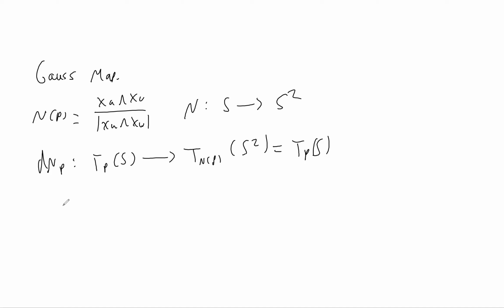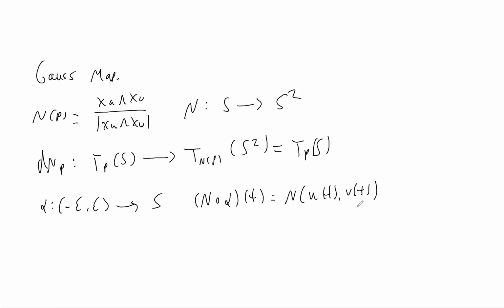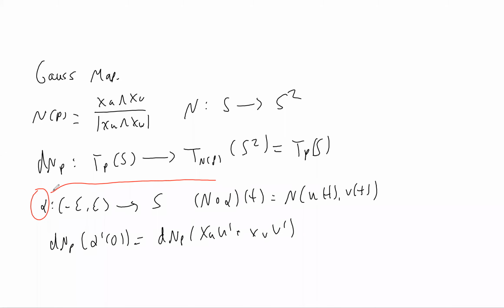Though, if we consider some alpha from this open set to S, we can consider the normal composed with alpha, and note that we can actually describe this in terms of two parameters. So what we end up getting is that dNp of alpha prime of 0 is equal to dNp of xu u prime plus xv v prime, right? So I guess what I'm saying is, let's see. Yeah, alpha, sorry, I should probably put this up here. My apologies, definition. So alpha is equal to x of u of t, v of t.